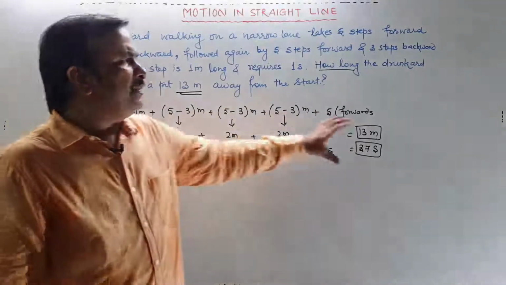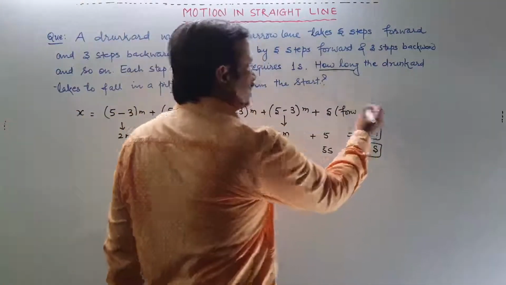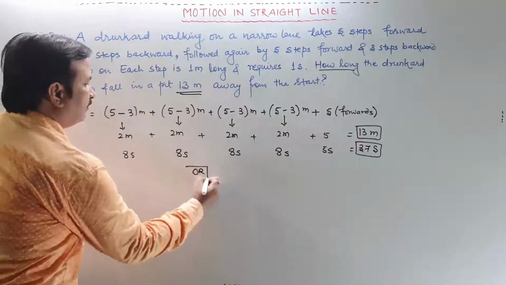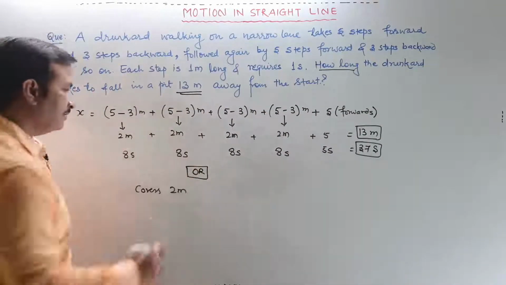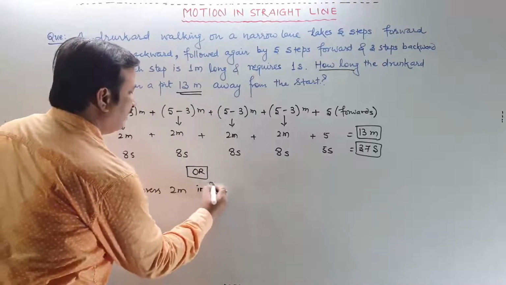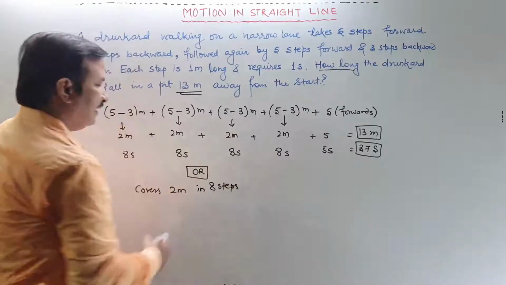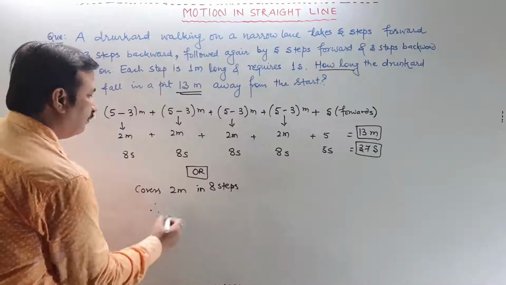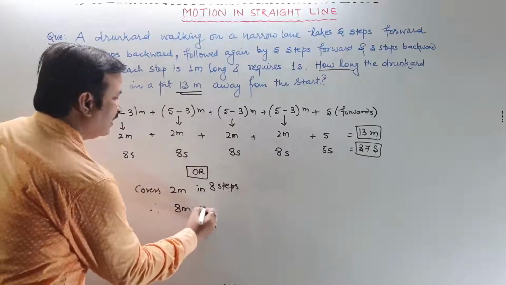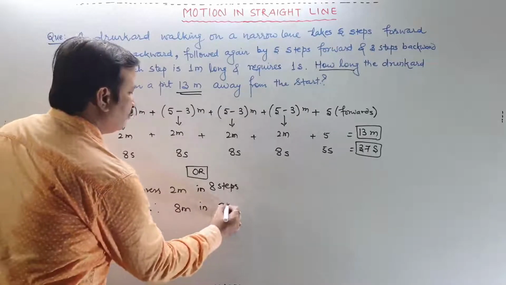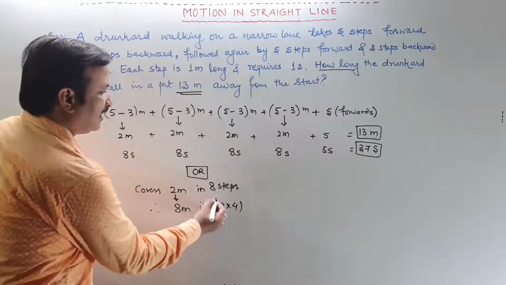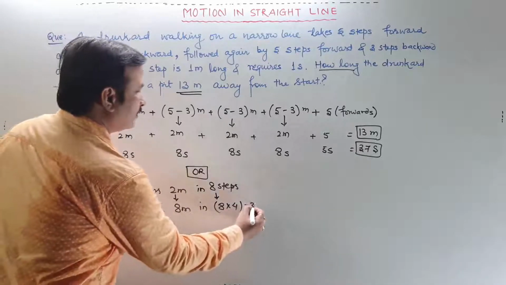Instead of expanding all this, what can you write? Another way you can just write, covers 2 meters in 8 steps. Yes, right? Therefore 8 meters in how much? 8 into 4. 2 into 4 will give you 8. So 8 into 4 will give you 32 steps.